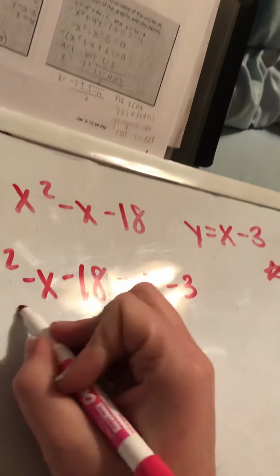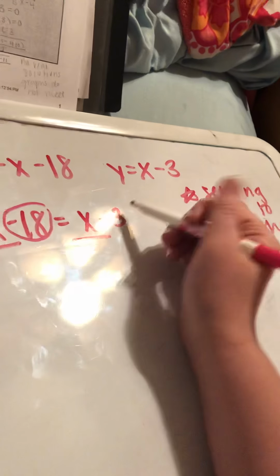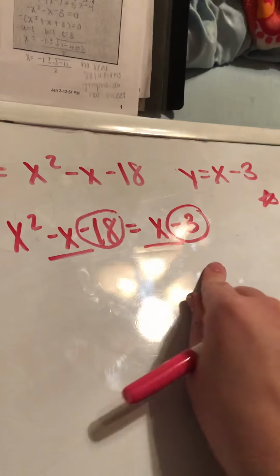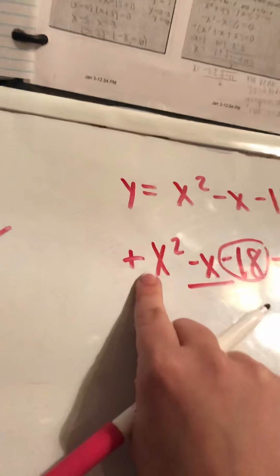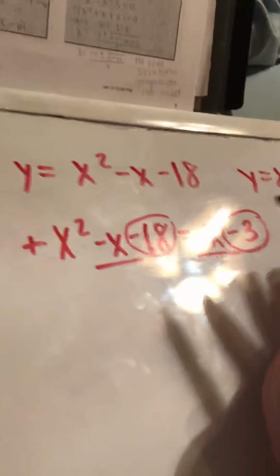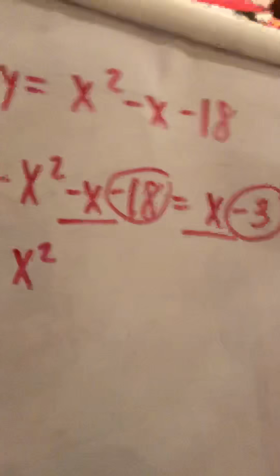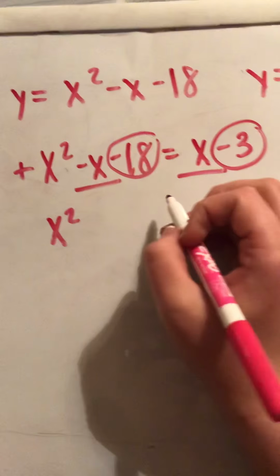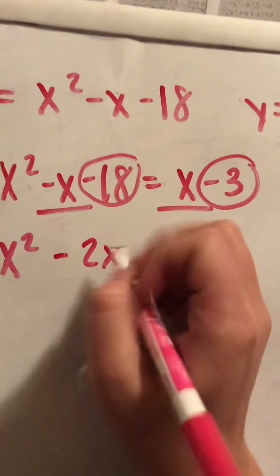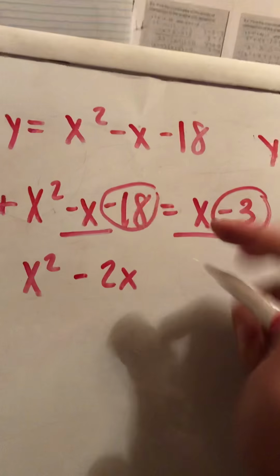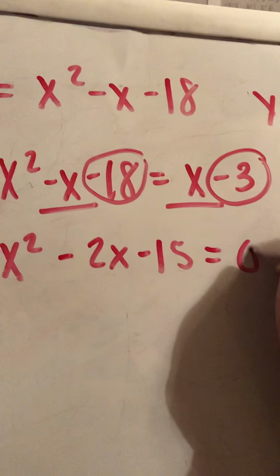So if you notice, you have an x here and an x here, and then you have a constant here and a constant here. So you're just going to subtract them over because you want to keep this positive. You do not want it negative. It makes your life so much harder. So you're going to have x squared, and then negative x minus x is negative 2x. Negative 18 plus 3 is negative 15. And now that you've canceled out this entire side, it is equal to 0.